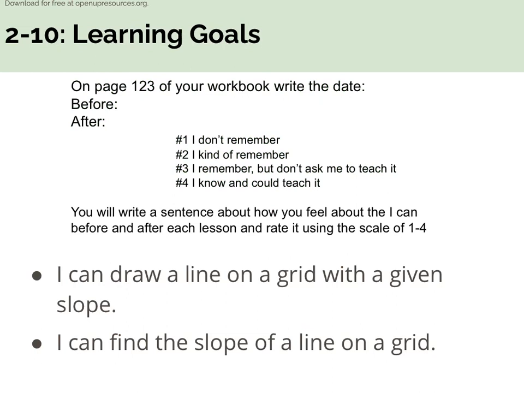Once we have our definition on page 88, let's go back to page 123. Let's write a sentence to ourselves about the I can statement. I can draw a line on a grid with a given slope, and I can find the slope of a line on a grid. Write yourself a sentence on how you feel about today's lesson. Give yourself a number between 1 and 4. 1, I don't really get it. 2, I kind of got it. 3, I really got it. But then 4, I can also teach it to my friend. Go ahead and do that.